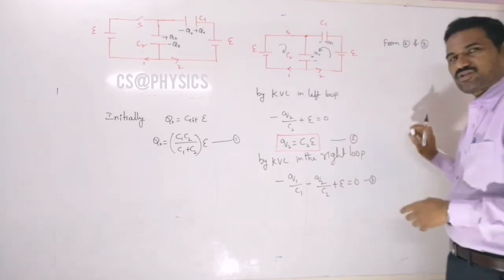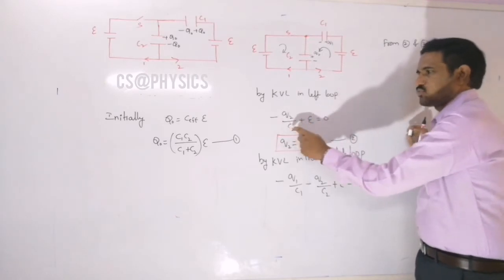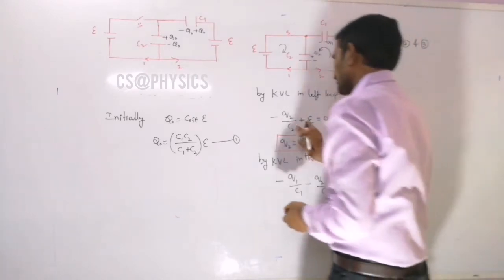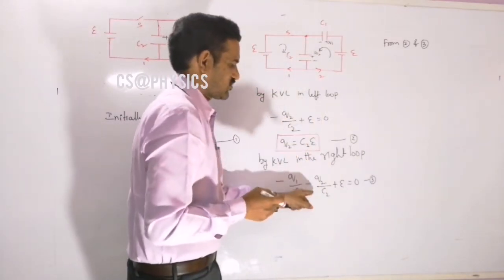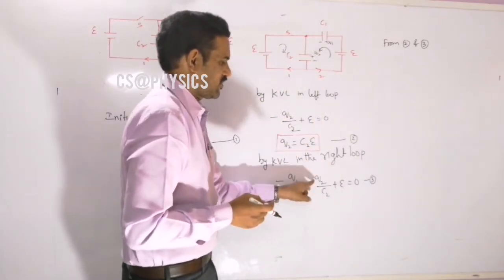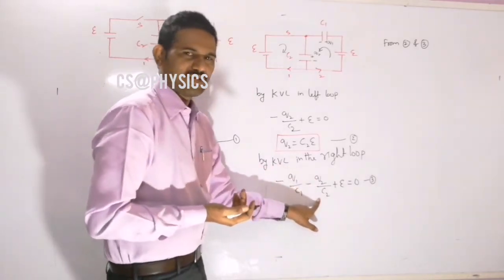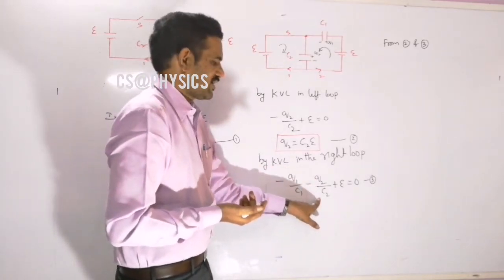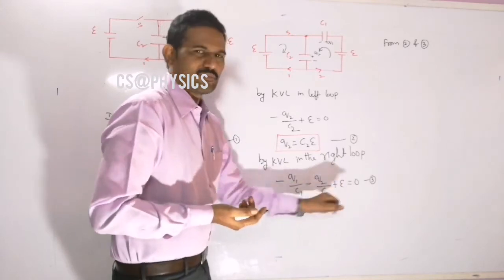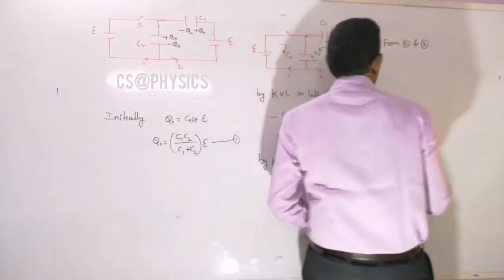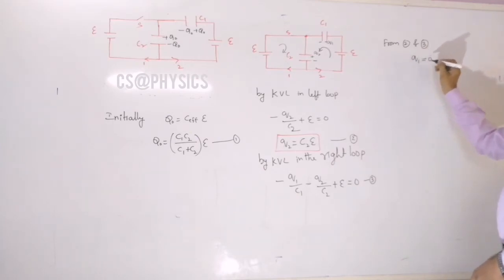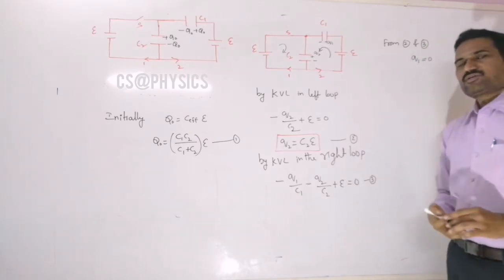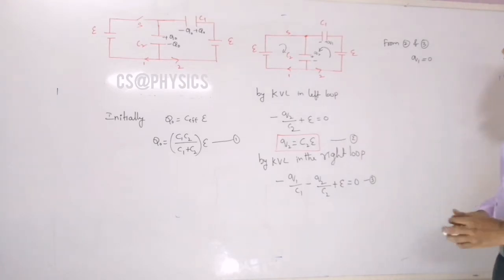So what is our conclusion? So that means minus Q2 by C2 plus E is equal to 0. Here you can substitute the Q2 value: C2 into E, C2 will be cancelled, and minus E and plus E will cancel. So from 1 and 2 I can conclude that Q1 is equal to 0, right? That means no charge is present on that first capacitor here.